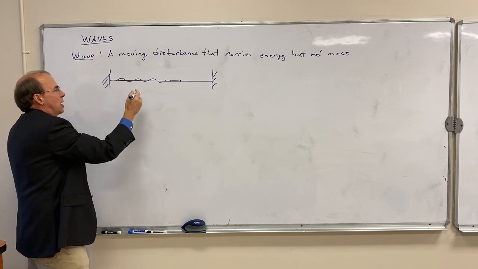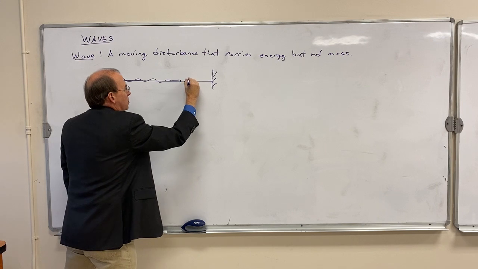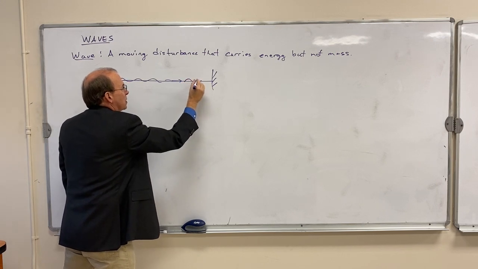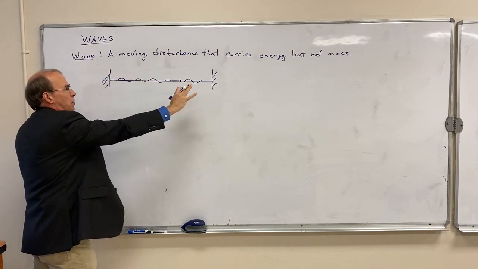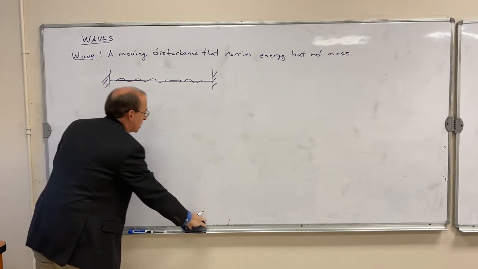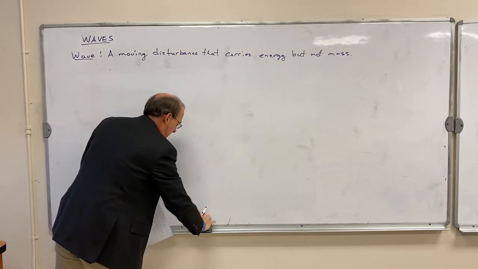The string stays behind. So this part of the string, as the wave goes by, this part moves up and then this part moves down, but the string is still there. So the wave is the disturbance that moves along the way. So that's just an example of a wave.